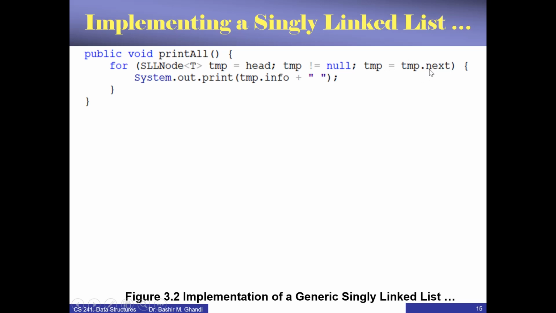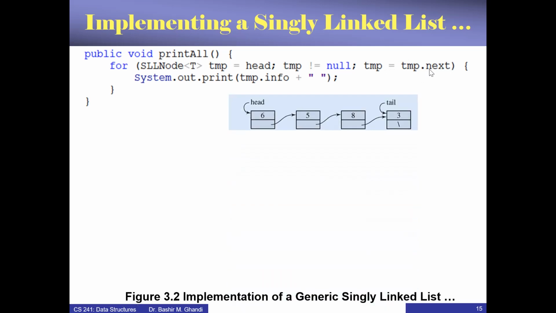So again, to demonstrate to you what is happening, I will use a diagram again. So suppose this is our list presently containing four nodes, and our objective is to print the values 6, 5, 8, and 3. How can we do that? Okay, so it says define a temporary variable temp of type node, and initially make it equal to head. So temp will point to the same location as head.